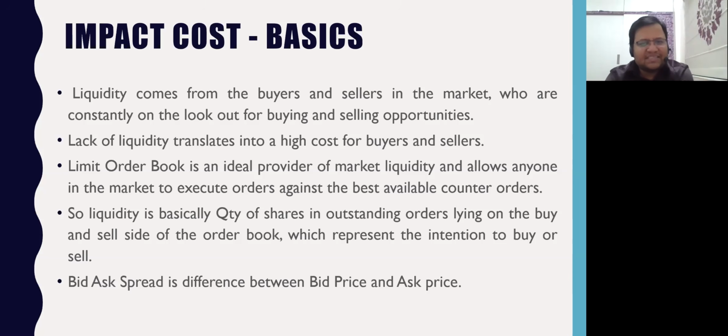So liquidity is basically the quantity of shares outstanding, the quantity of shares in outstanding orders lying on the buy side as well as the sell side of the order book. I have given an example of an order book on the next page. Buy orders are referred to as bid orders, sell orders are referred to as ask orders, and the difference between the price of the bid and the price of the ask is called the bid-ask spread.